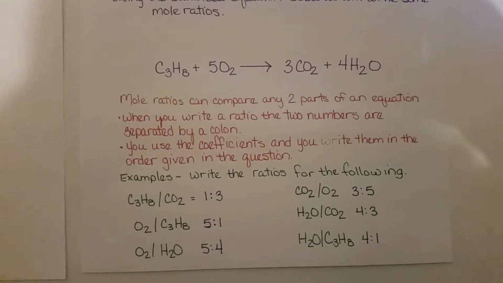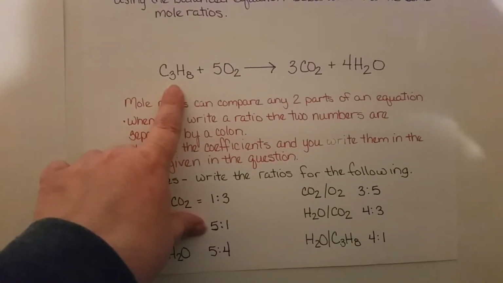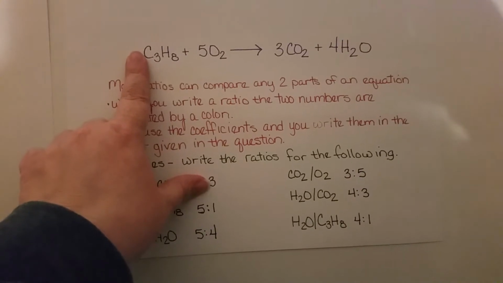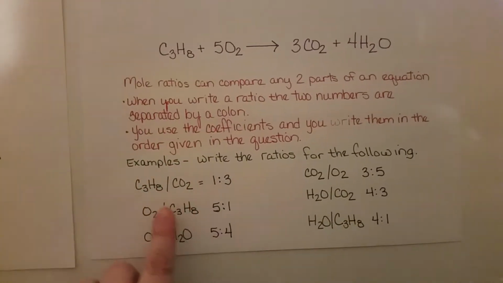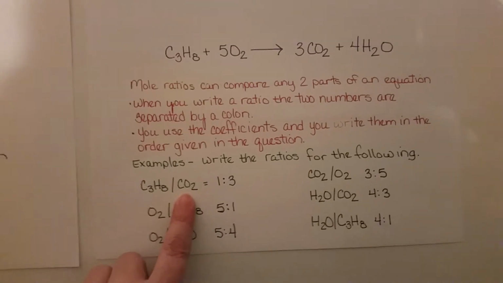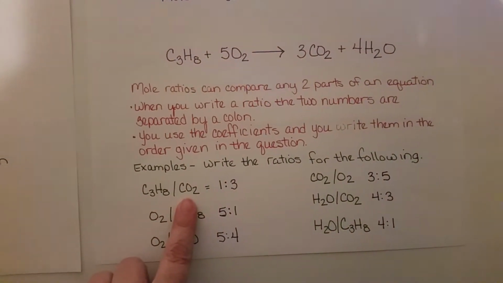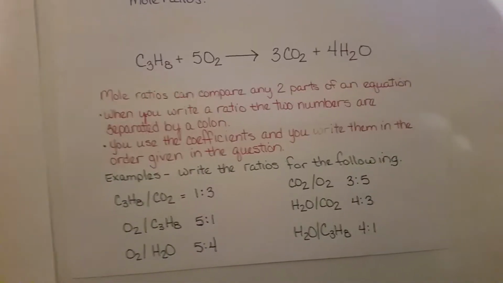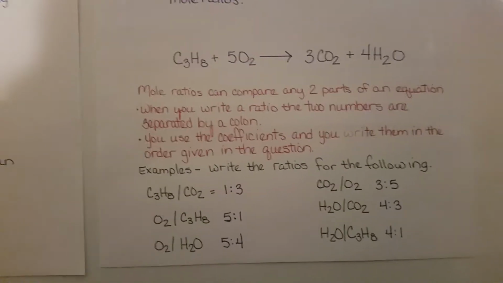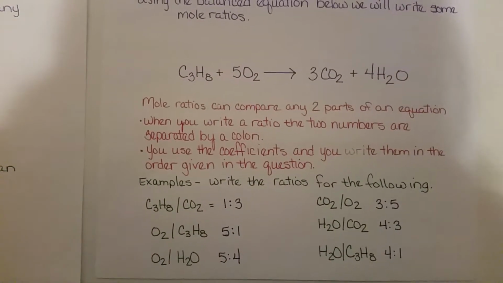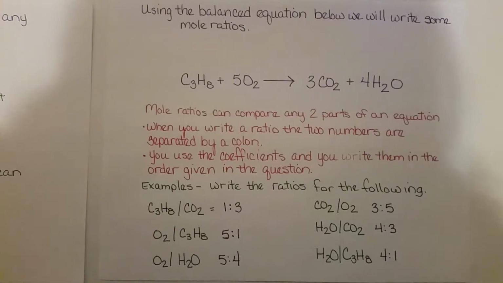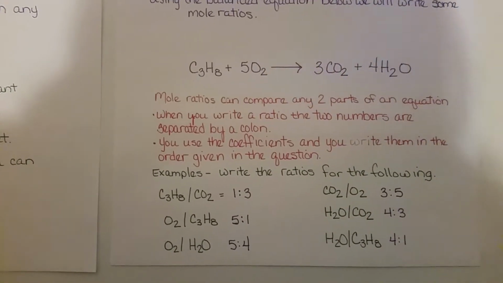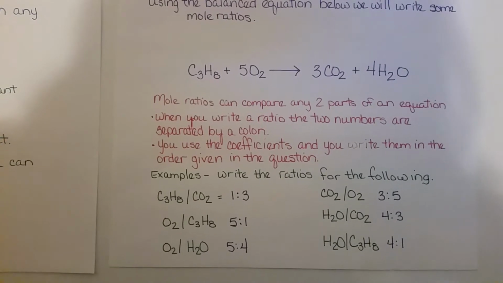So now we've got some examples. We're going to compare C3H8 to CO2. Just a quick reminder, if there is no coefficient, that's a 1. So in this case, we have C3H8 and CO2. C3H8 does not have a coefficient, so it's 1. CO2, there's 3 moles, so your ratio is 1 to 3. For O2 to C3H8, again, C3H8 has no coefficient, so it's 1. Oxygen has a 5. The 5 comes first, so it's 5 to 1. O2 to H2O, 5 to 4.